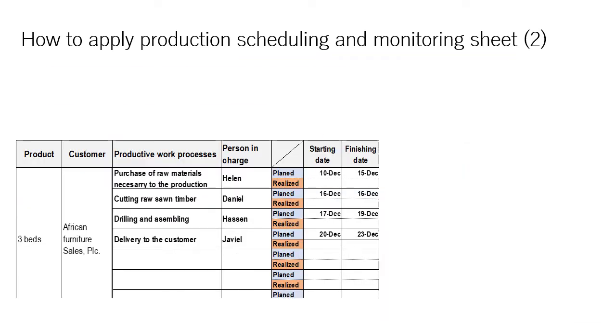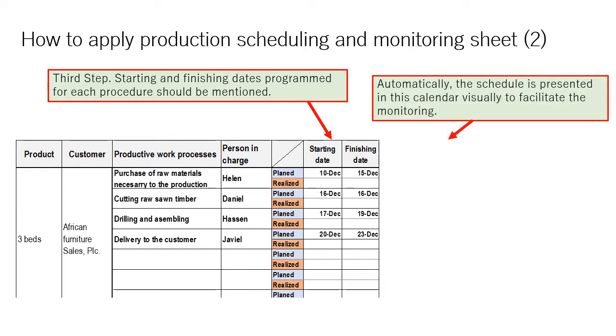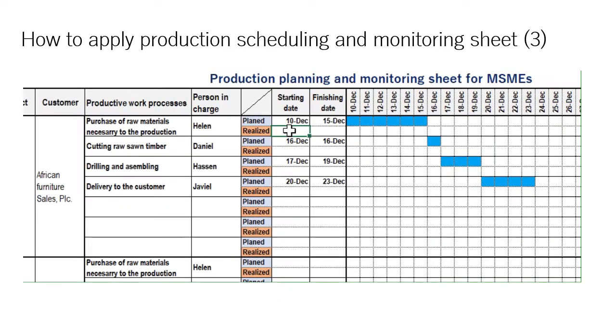As a third step to apply the production schedule sheet, the starting and finishing date for each procedure should be filled in. Then, this Excel sheet should present the schedule automatically in a visual manner. In order to use this sheet for monitoring production progress, the starting and finishing date of realized procedures should be filled in. Then, the calendar of realized procedures is presented visually.